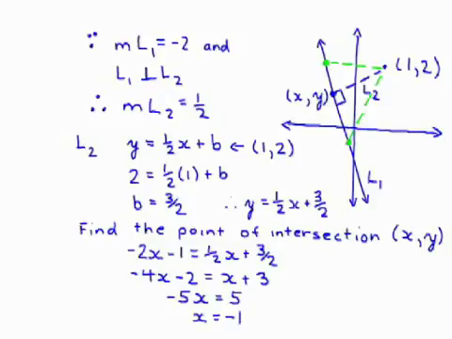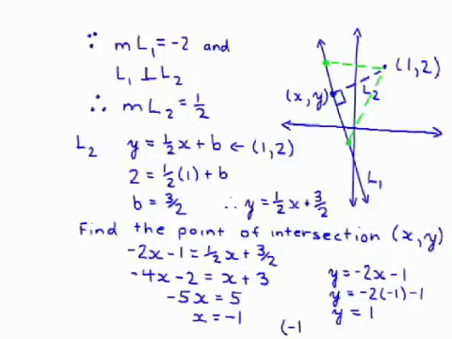And then I use my equation of my linear function, y equals -2x minus 1. I substitute in my x value of -1, and I find my corresponding y value is 1. I could have used the other linear function, y is equal to 1/2 x plus 3/2. I just decided I didn't want to work with fractions. So my point of intersection is (-1, 1), and that represents the point on the line y equals -2x minus 1 that is closest to our point (1, 2).